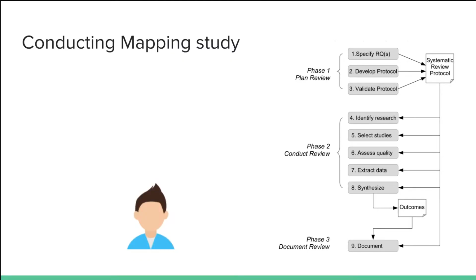This is Nate. Nate is a PhD student who is conducting a mapping study in software product line evolution. He had already defined a protocol to conduct his mapping study, where he specified the research questions that he wants to solve. He developed a protocol, and then that protocol was validated with the help of his supervisor, Helen.